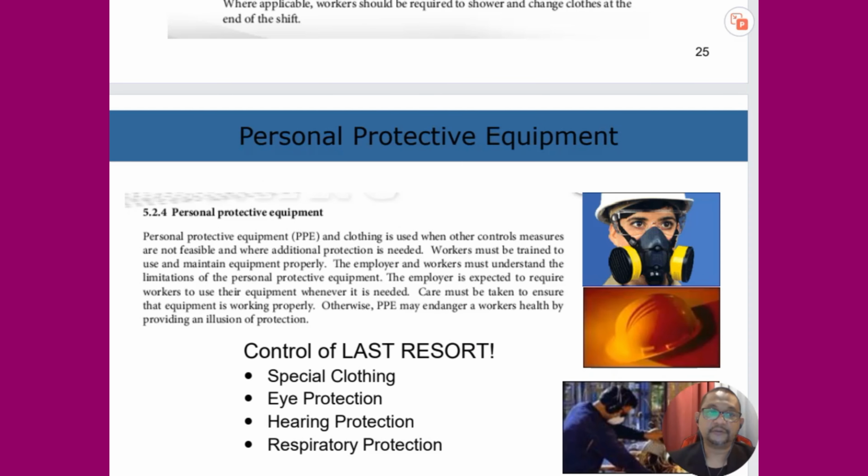Then you can also use personal protective equipment. That means PPE. Ensuring workers use PPE, such as helmets, gloves, masks, and hearing protection to reduce the risk of injury. Okay, that's all for PPE.